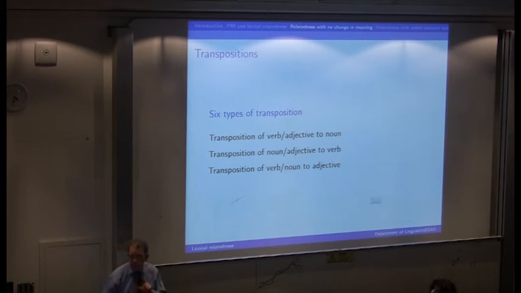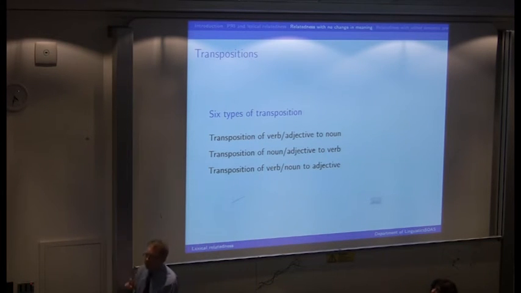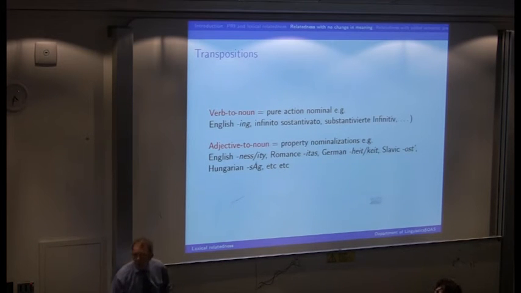And you can do this. You can take a verb or an adjective and transpose it into a noun. You can take a noun or an adjective and transpose that into a verb, and you can take a verb or a noun and transpose it to an adjective. And I'll just show you some examples of this. Verb to noun, -ing in English. Lots of languages take the infinitive form of a verb and use that as a noun. Adjective to noun, well, this is -ness, actually, in English. Strangeness, property of being strange. What does strangeness mean? Well, it's just the name of the property denoted by the adjective strange. That's basically what it means.